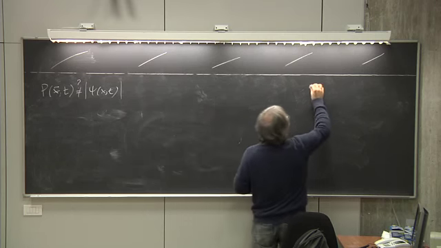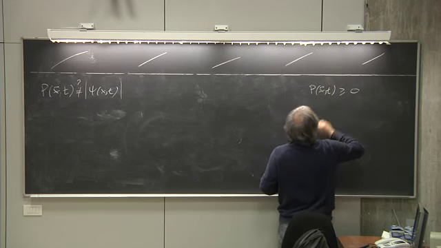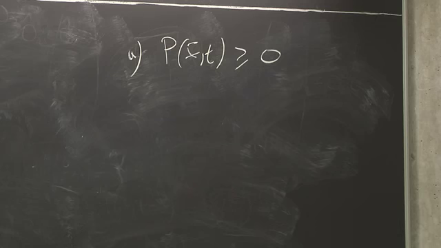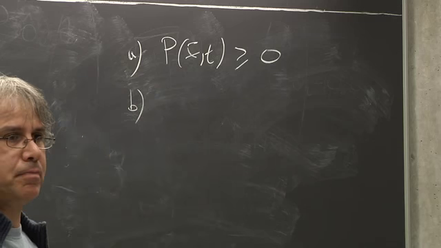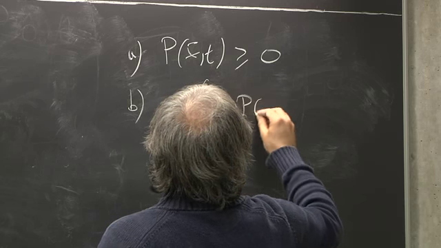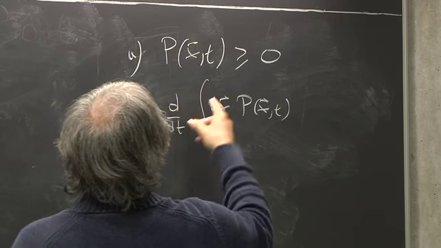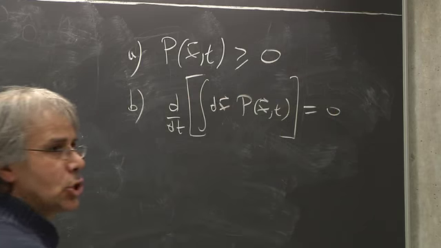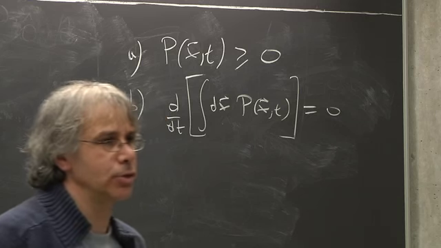The constraints are that P of x and t should be real and positive. Constraint A. B. Things do not disappear. Okay? So the total probability of finding the particle somewhere should not change in time. Right? So this thing should be 0. Okay? This is the total probability and should just be constant because particles are neither created nor disappearing. They're there.